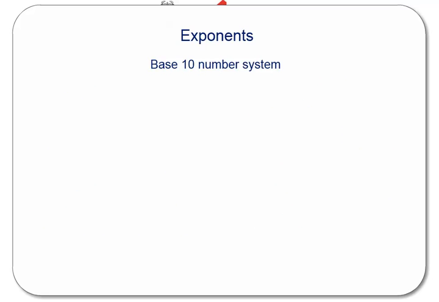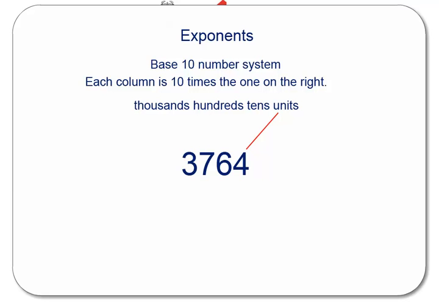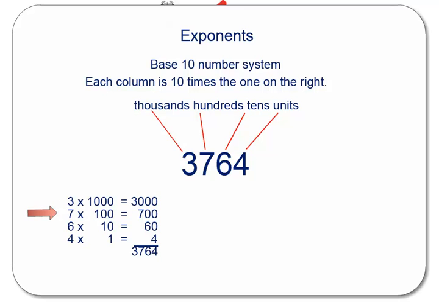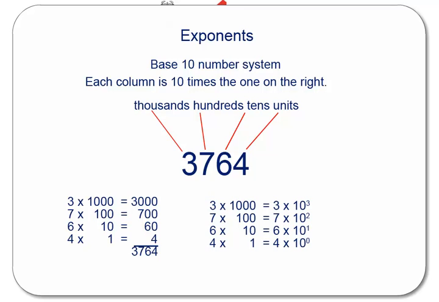We generally use the base 10 number system. It could be because we have 10 fingers. The value of each column of the numbers is a multiple of 10. We have the units column, the tens column, the hundreds column, and the thousands column. With this number, we have 3 thousands plus 7 hundreds plus 6 tens and 4 units. 1,000 can be represented as 10 cubed. The exponent 3 indicates how many times 10 is multiplied by itself.